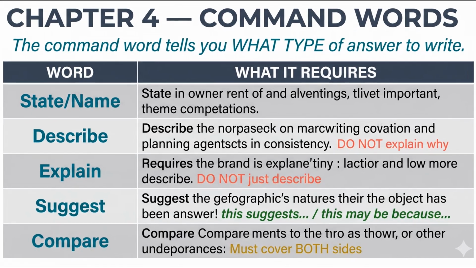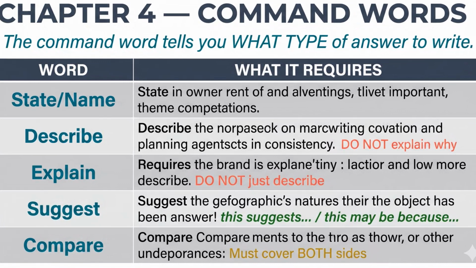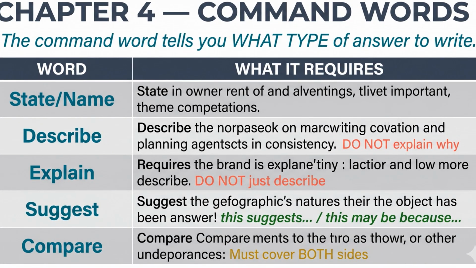Chapter 4. Command words. This is the shortest chapter, but it might be the most useful. The command word is the first word in every exam question. It tells you the type of answer required. Getting the command word wrong means writing the wrong type of answer and losing marks even when your geographical knowledge is correct. Look at the table on screen.